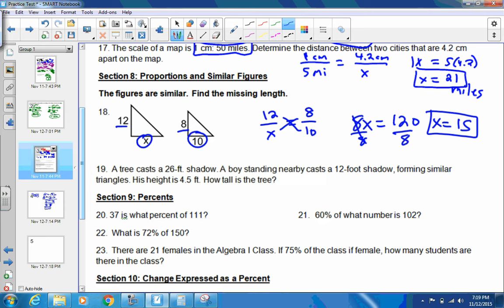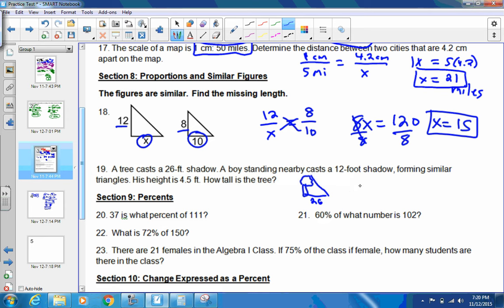Alright, moving on to number 19. Still in section 8. A tree casts... Ooh, it looks like we're going to have to make a picture. A tree casts a 26-foot shadow. This is our tree. It's a really bad tree, but casts a 26-foot shadow. So this is a shadow. It'll be 26 feet, because this is where we see the shadow.